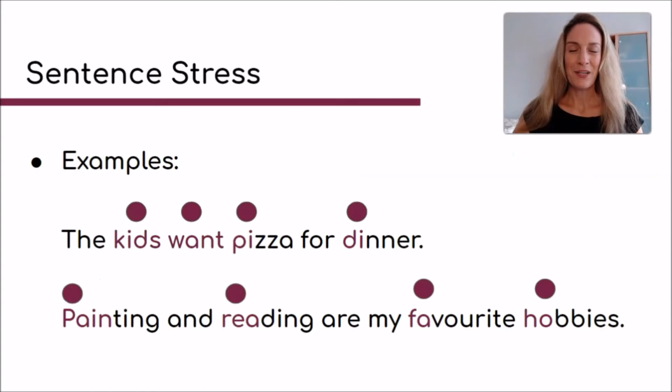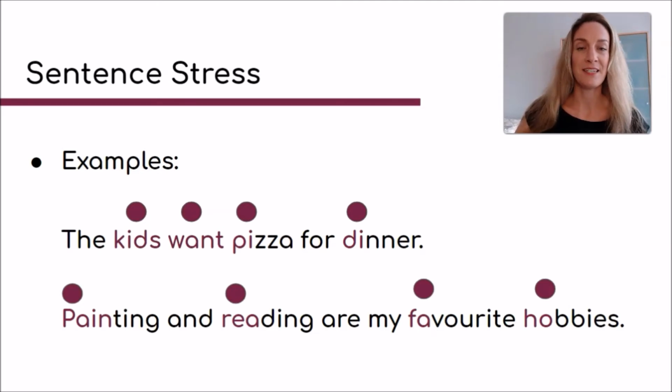Now, let's look at some examples, and I've given you several examples on this slide and also the following one, and while we read over them and I'll show you which words are stressed, I want you to pay attention to what type of words these are, because you can probably figure out afterwards which words we tend to stress. So the first sentence is, the kids want pizza for dinner. And the words that are stressed I've put in purple, and there's a little stress bubble above them.